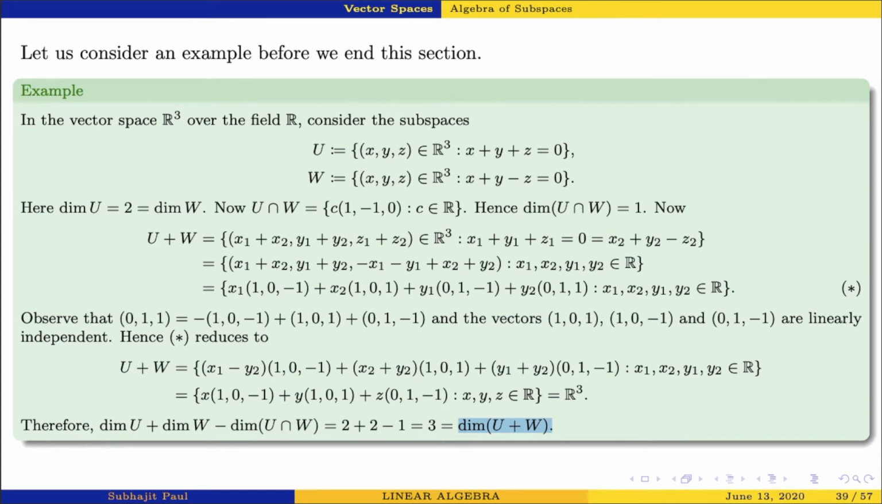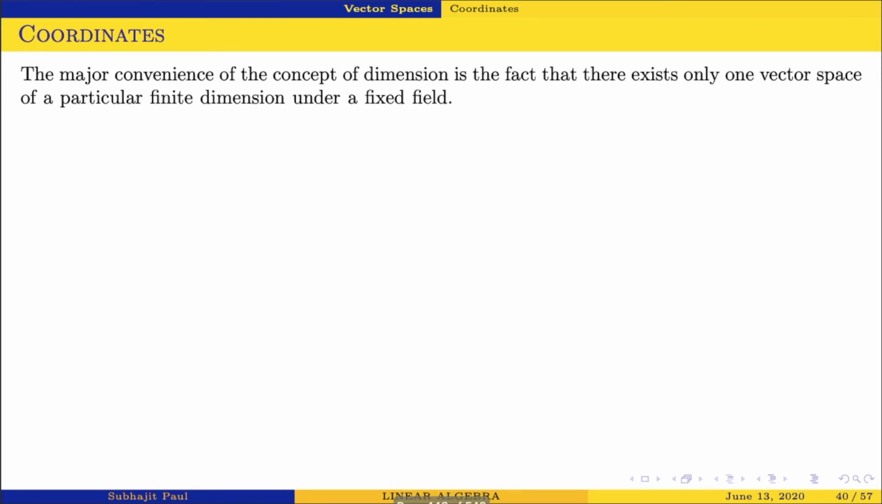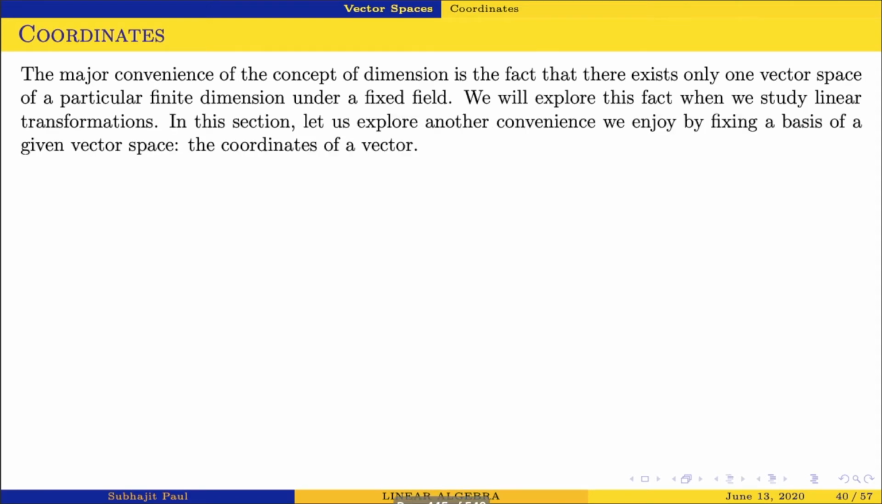So next section is on coordinates. So let's start. Major convenience of the concept of dimension is the fact that there exists only one vector space of a particular finite dimension under a fixed field. We will explore this fact when we study linear transformations. In this section, let us explore another convenience we enjoy by fixing a basis of a given vector space, the coordinates of a vector.